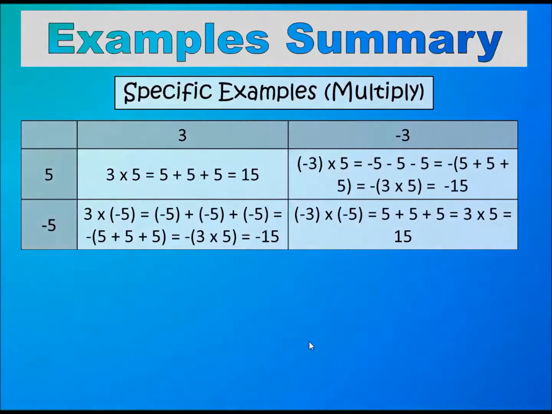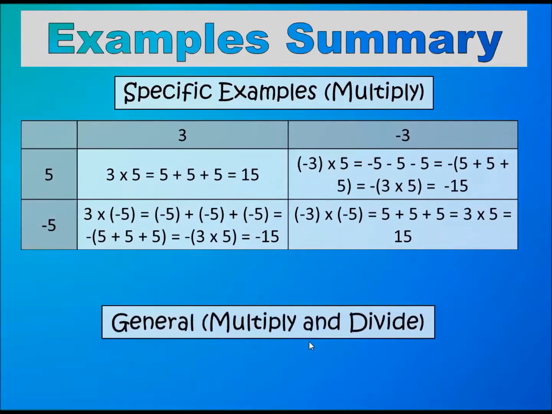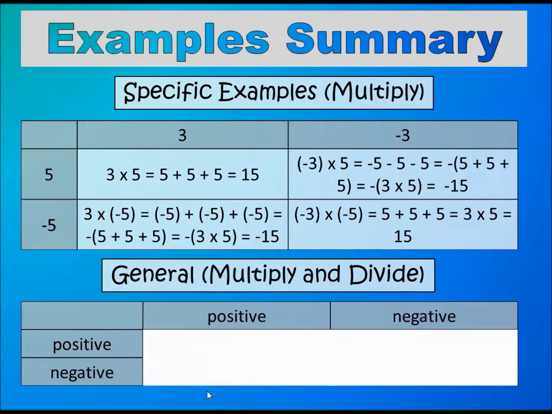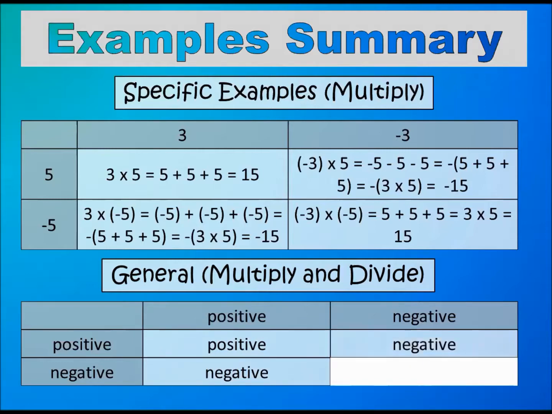Now let's go over the general rules for both multiplying and dividing, because they have the same rules for positive and or negative numbers. Positive and positive result in positive. Positive and negative result in negative. Negative and positive result in negative. And lastly, negative and negative result in positive.